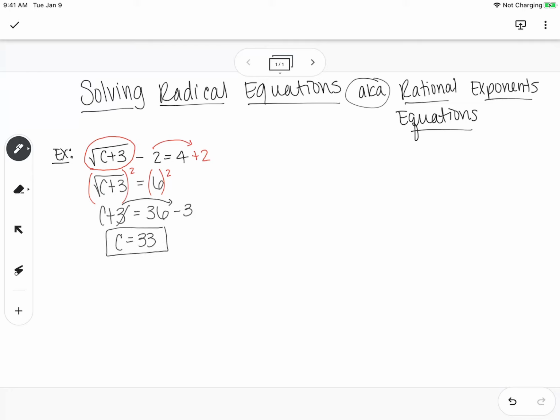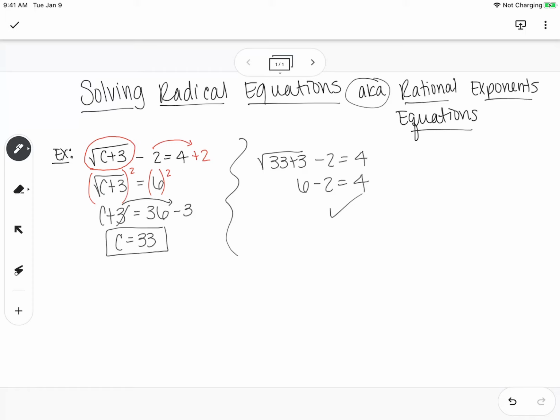You want to make sure you check your work: plug your answer into the original problem to make sure it works. So a little mental math here. We've got the square root of 33 plus 3 minus 2. We want to know, does that equal 4? So 33 plus 3 is 36. The square root of 36 is 6. 6 take away 2 is 4. It works. So on these types of problems, you really want to check your work to make sure that your answer makes sense, especially if you get a problem in which you get 2 solutions. Sometimes they both work and sometimes only one works.